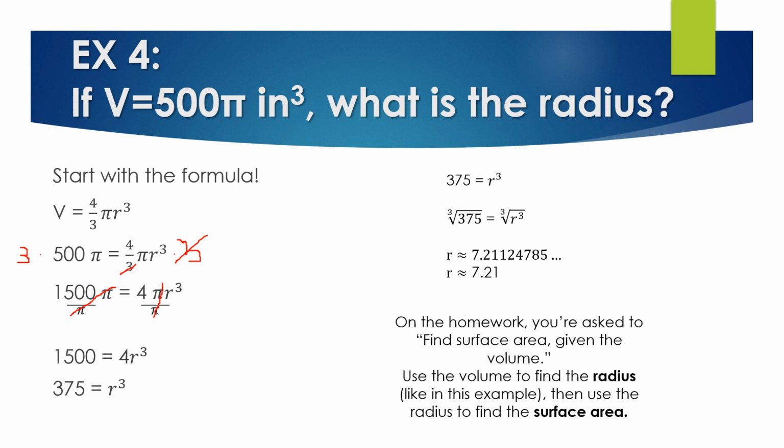I will mention though that on the homework, you are asked actually to find the surface area given the volume. So in a problem like this, it'll say if the volume is 500 pi inches cubed, what is the surface area? So this is a note you just might want to write down. You're going to want to use the volume to find the radius like we just did here, and then use the radius to find the surface area. So kind of like example 2 that we did earlier where we used the circumference to find the radius and then used the radius to find the surface area. Same idea. Always find the radius and then you can pretty much use that to find anything in a sphere.